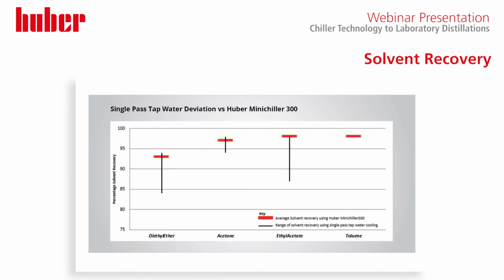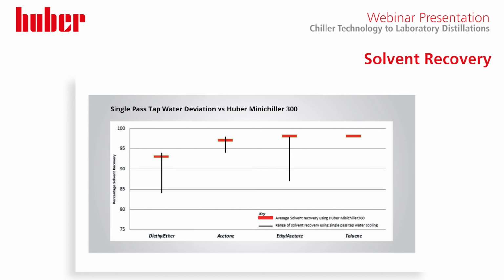So if we were to compare single pass tap water versus a Huber Mini Chiller 300 for reproducibility. And what we did here is, working with the university in Sheffield, we actually went into the laboratory and we carried out some physical testing. So here on this graph, you will see the deviation, the black line, of water-cooled systems, so single pass, and the average solvent recovery where we're using a mini chiller and reproducing our solvent recovery rates.